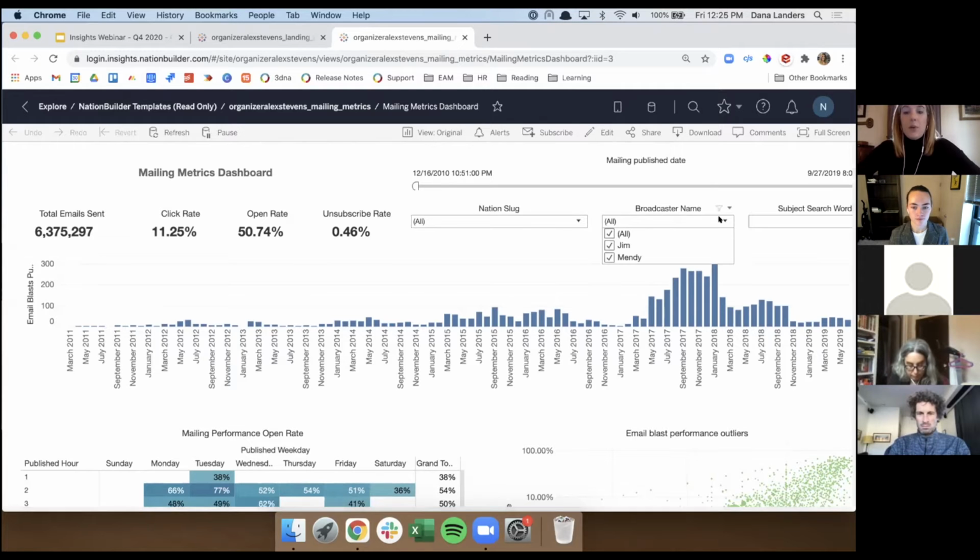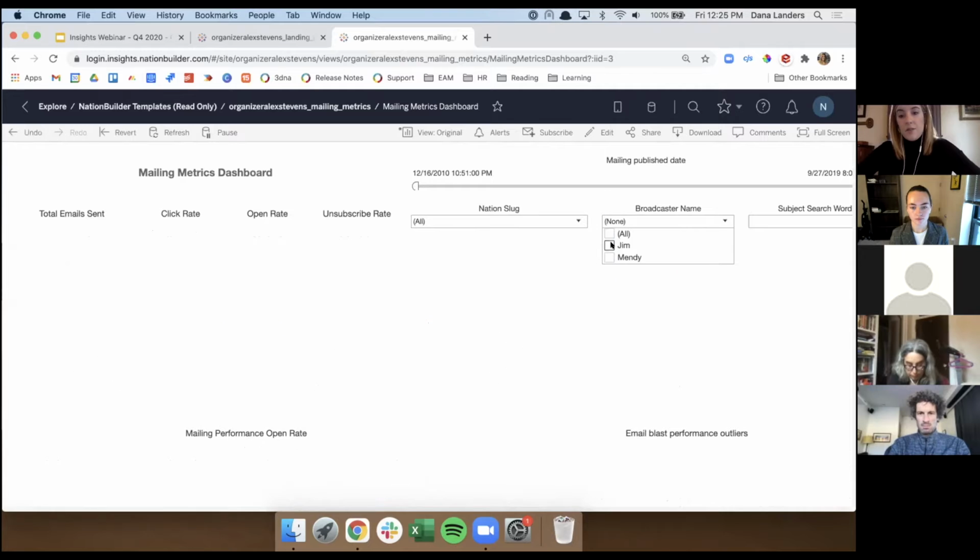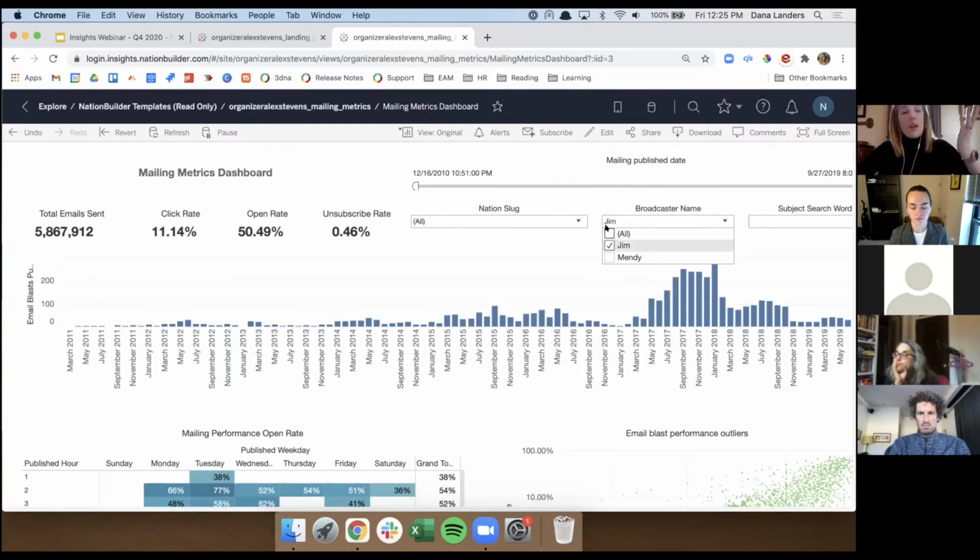I can look by broadcaster to see how my emails are doing. If we click on things, again, it's a demo nation, so forgive me if nothing comes up. Okay, for Jim's broadcaster, these are the stats specifically. And if I click all, then it's going to update the stats for everybody. So a really great way of just seeing performance by broadcaster.